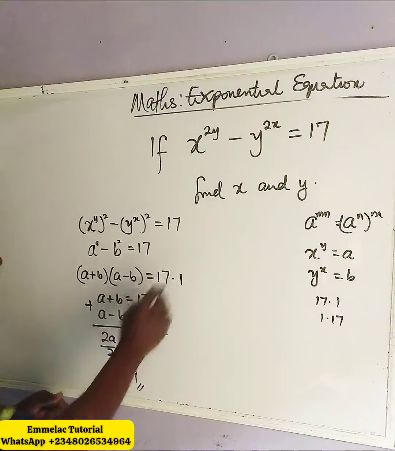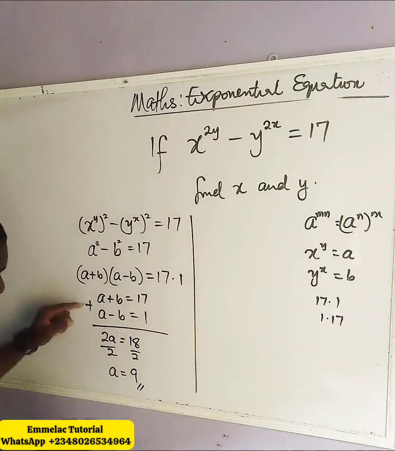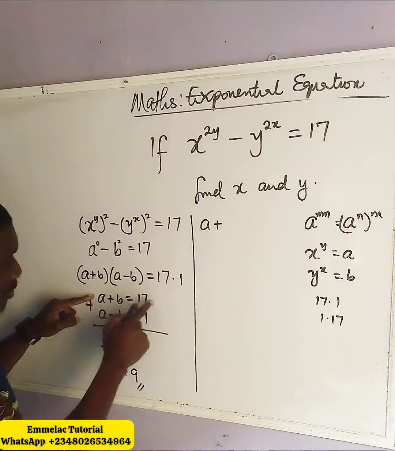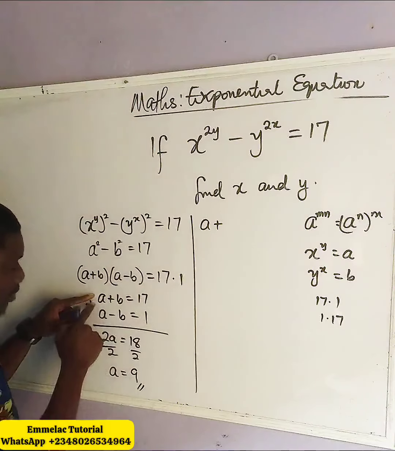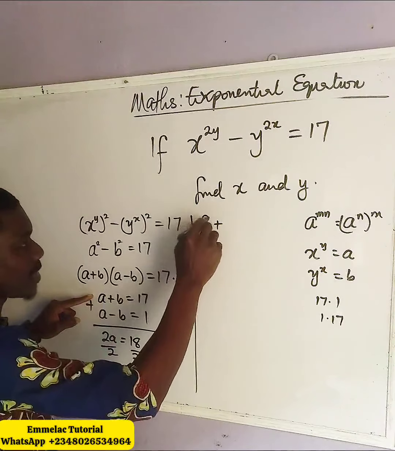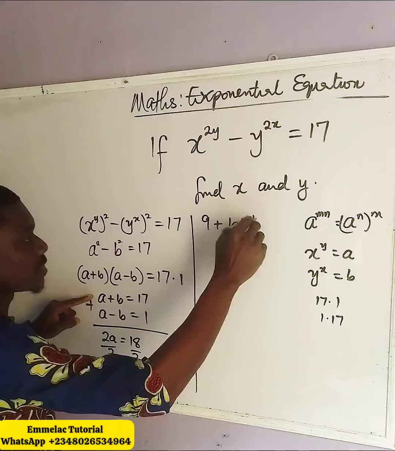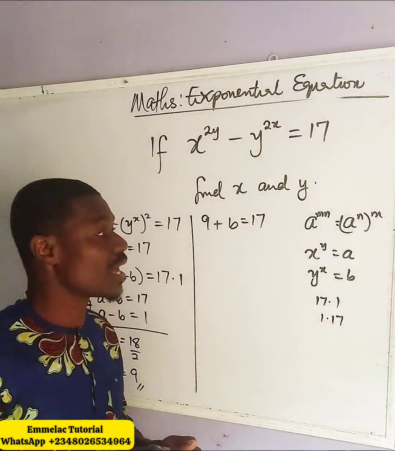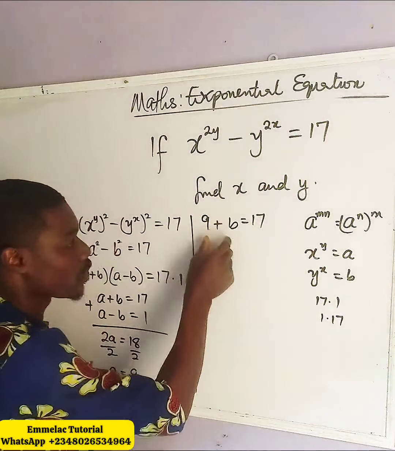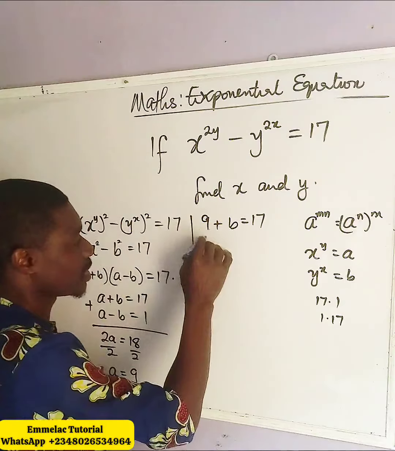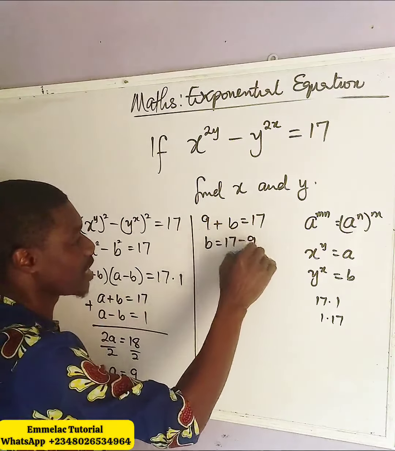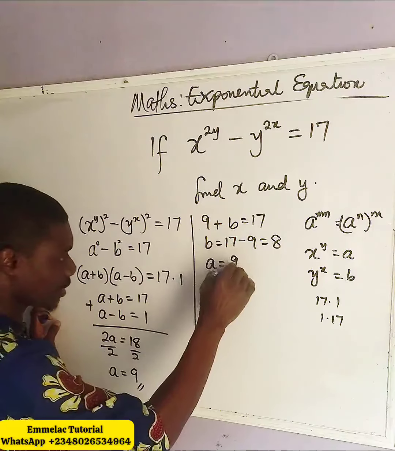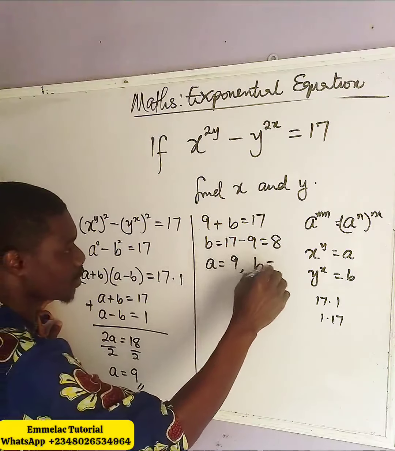Okay, and applying that a equals 9 here, let me use equation 1. So just replace a with 9 directly, then b equals 17. Okay, and what number will you add to 9 to give us 17? That should give us 8. Or we just subtract 9 from both sides of the equation, then b will give us 17 minus 9, giving us 8. Alright, take note, a equals 9 and b equals 8.